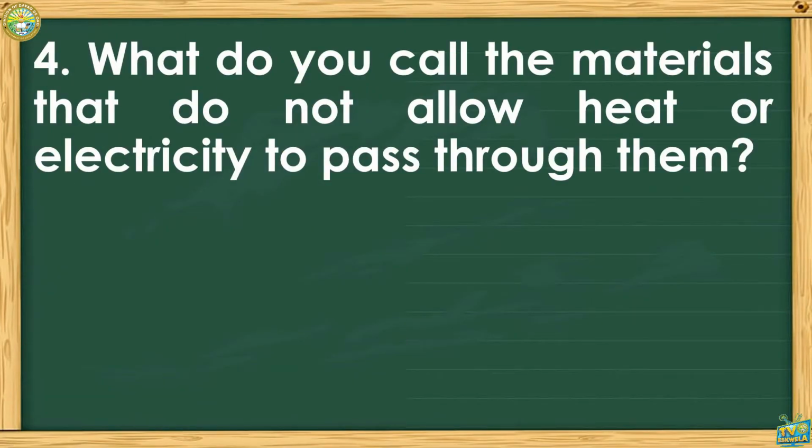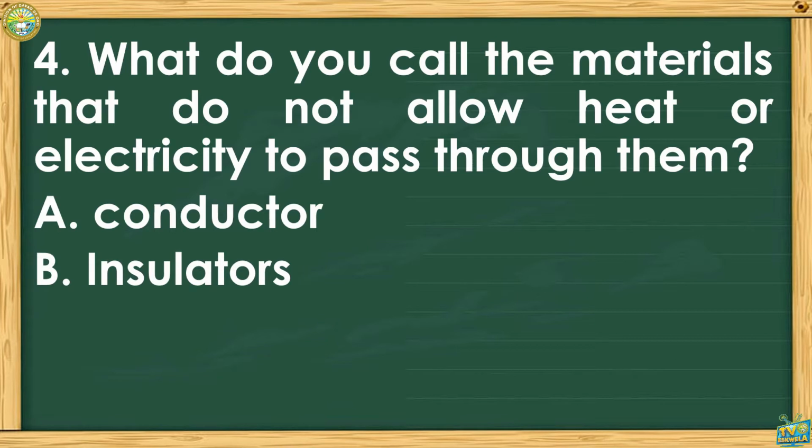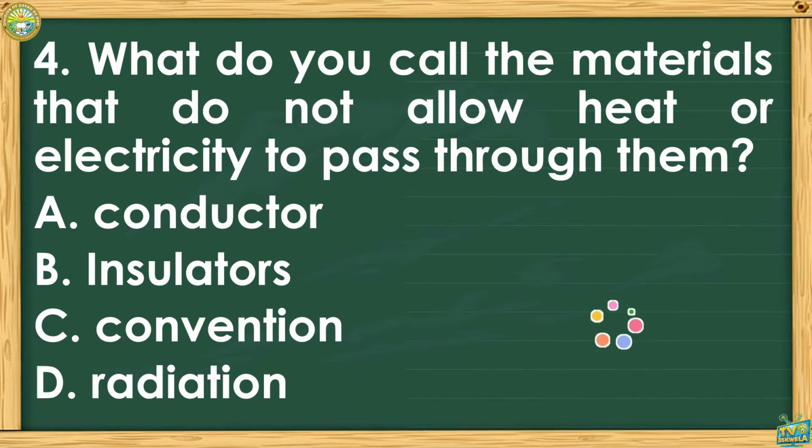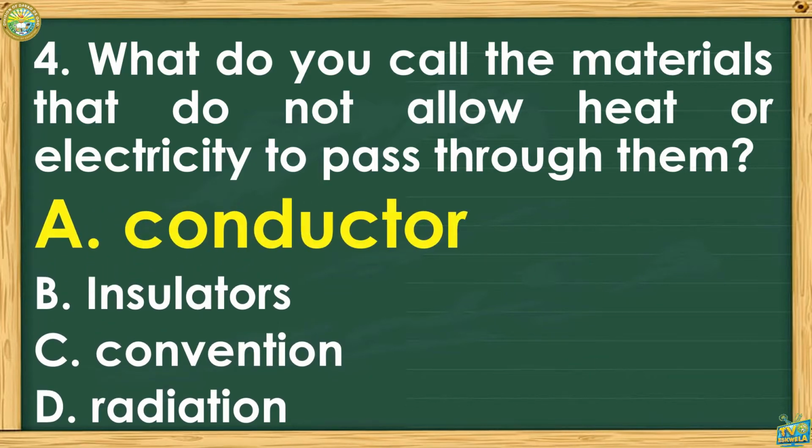Number 4. What do you call the materials that do not allow heat or electricity to pass through them? A. Conductor. B. Insulators. C. Convection. Or D. Radiation. The correct answer is letter A. Conductor.